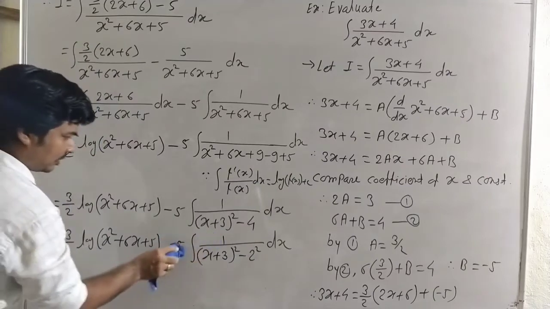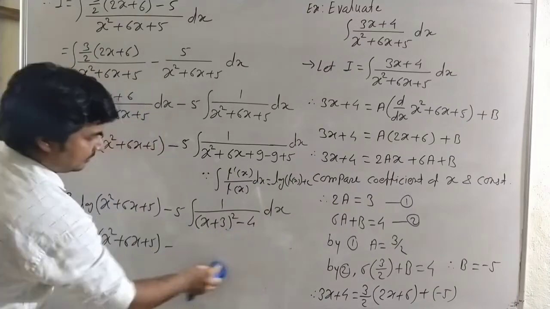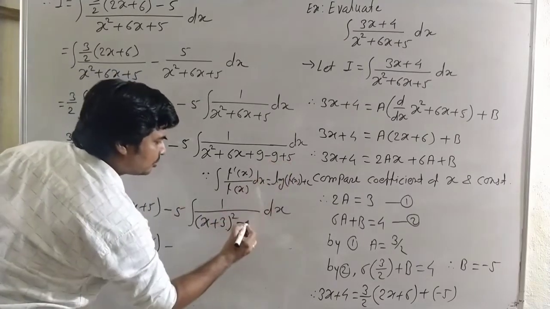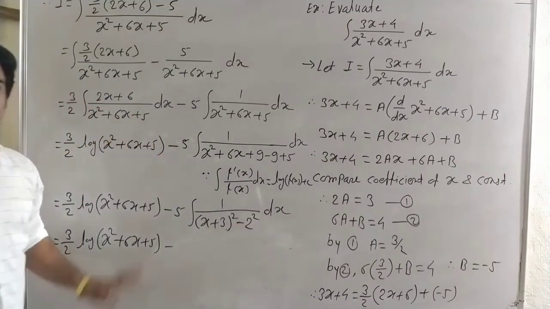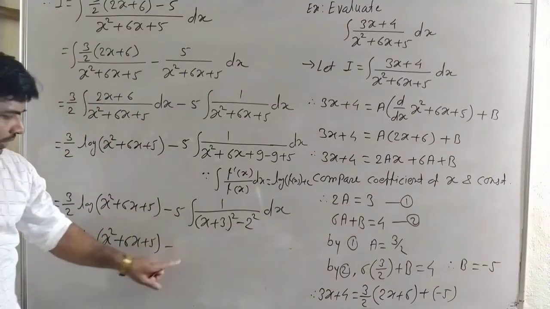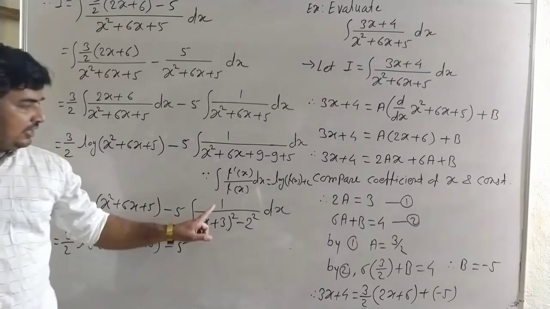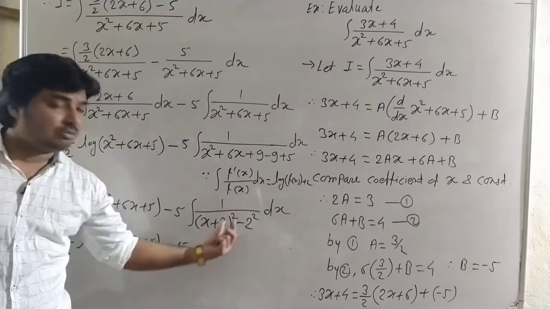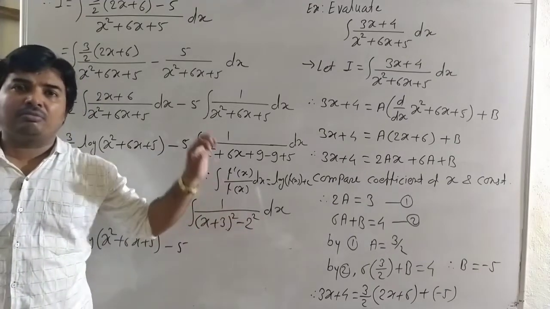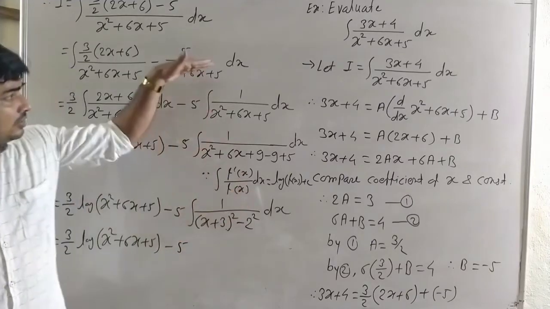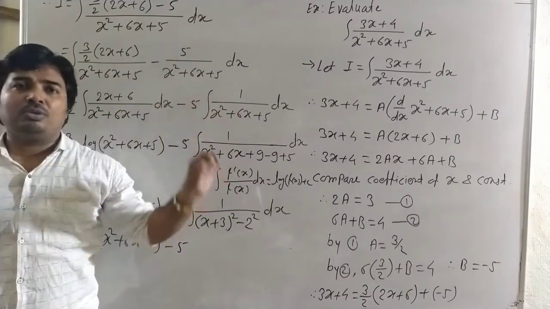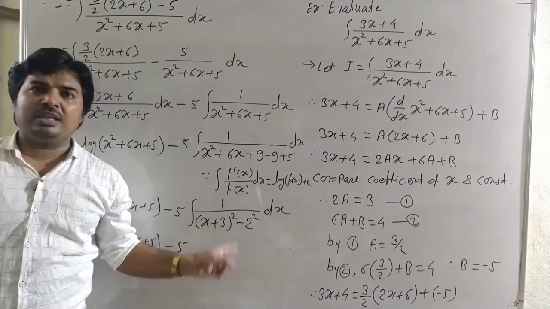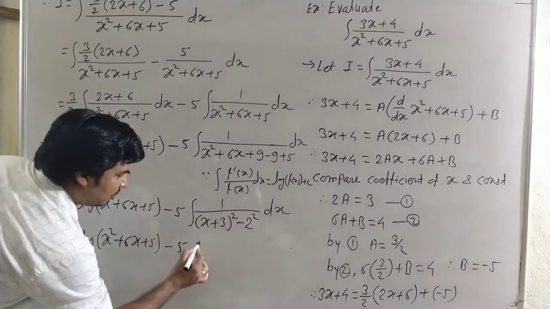Okay, here we can reduce this step. Here we can directly write, it is minus 4, so we can write 2 square. Now 5 stays as it is, and it is the integral of 1 upon x plus 3 whole square minus 2 square, that is 1 upon x square minus a square. It is 1 upon a quadratic function. The integral of 1 upon x square minus a square is 1 by 2a log of x minus a upon x plus a.